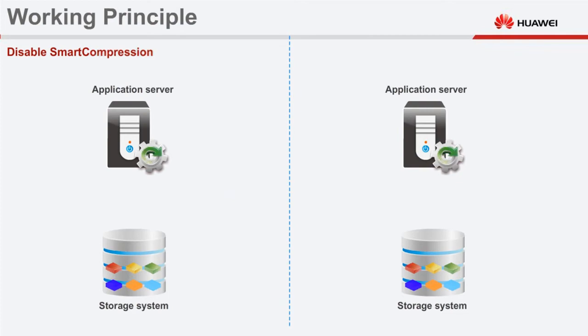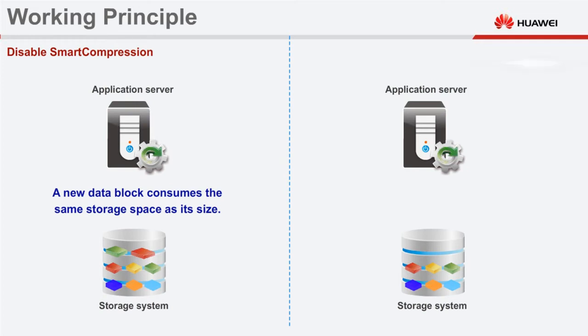Before compression is enabled for a thin LUN, a new data block consumes the same storage space as its size. After the compression function of SmartDedupe and SmartCompression is enabled for a thin LUN, the storage system intelligently consolidates and compresses new data blocks to boost compression efficiency.